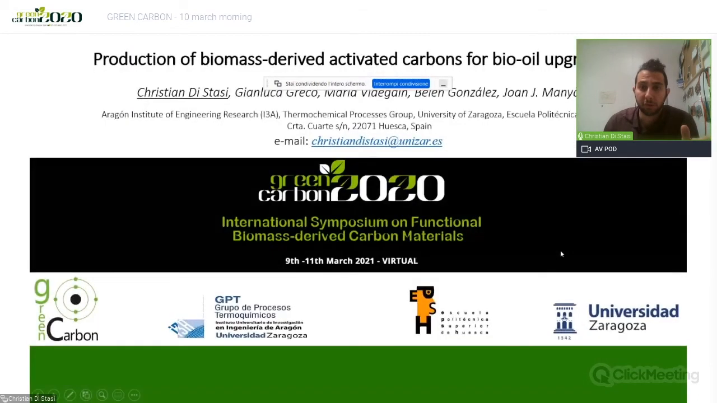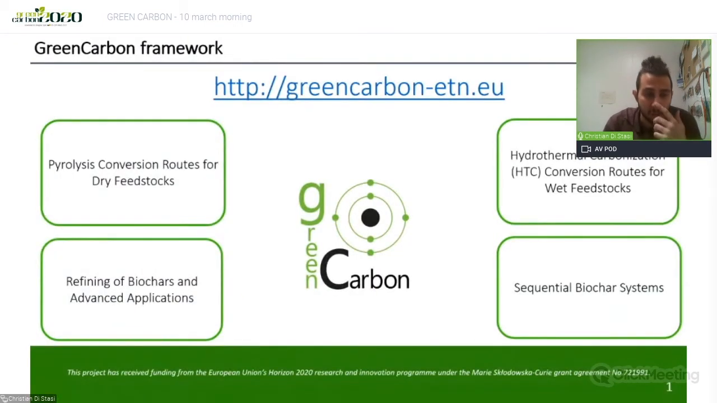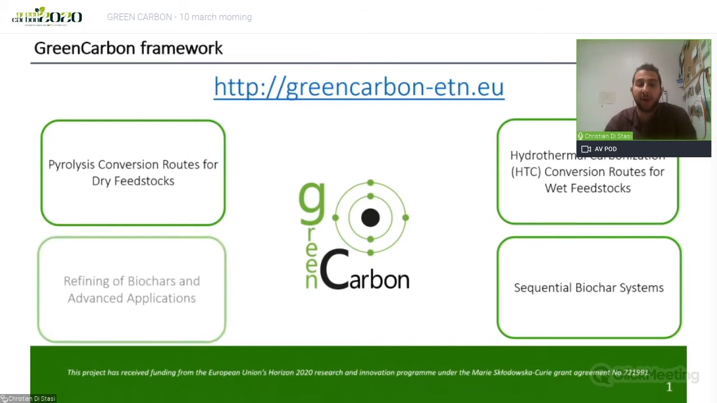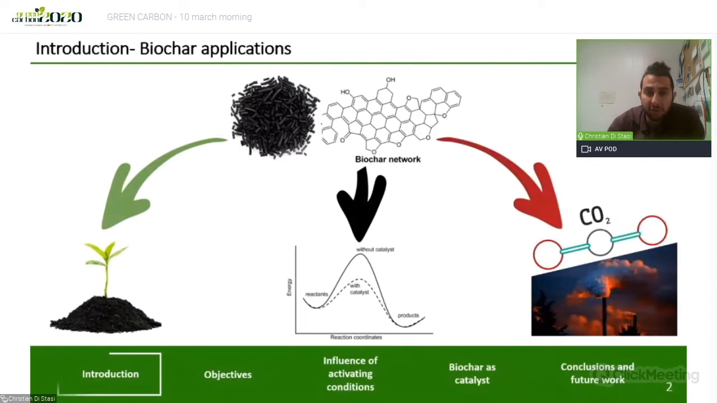I'm going to present some of my work carried out within the GreenCarbon framework, of which I'm one of the 14 researchers. Today, in particular, my field of research lies in the work package related to refining of biochars and advanced applications. So let's start with a small introduction about the biochar, which is a carbon amorphous aromatic material, which, depending on its features, could be employed as soil amendment, in catalysis, or as pollutant removal.